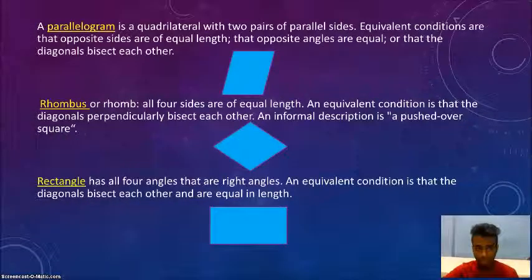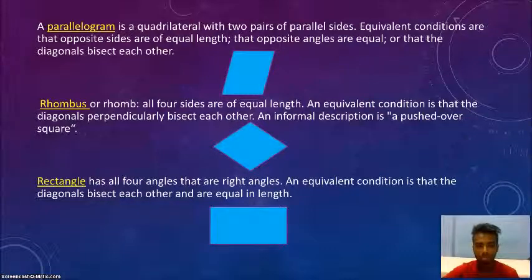A parallelogram is a quadrilateral with two pairs of parallel sides. Equivalent conditions are that opposite sides are of equal length, that opposite angles are equal, or that the diagonals bisect each other.